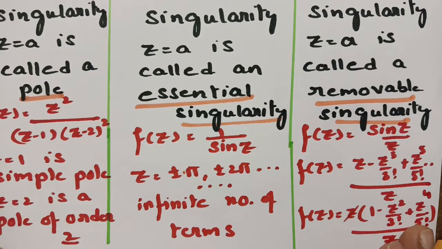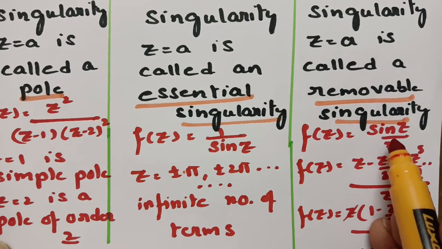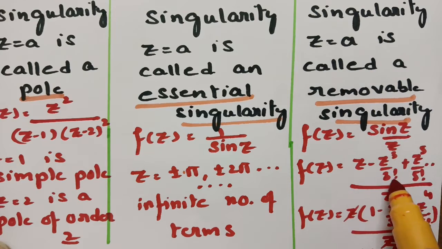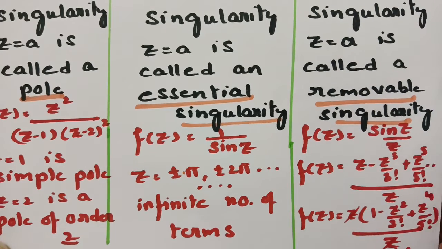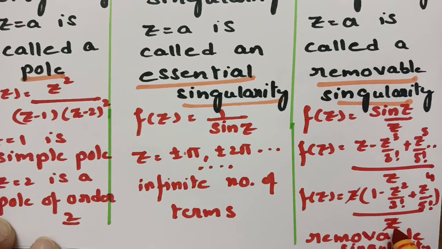And next, coming to removable singularities, f of z equals sin z by z. For the expansion of sin z, this is z minus z cube by 3 factorial plus z power 5 by 5 factorial and so on, divided by z. So I removed this z in order to make the function analytic.